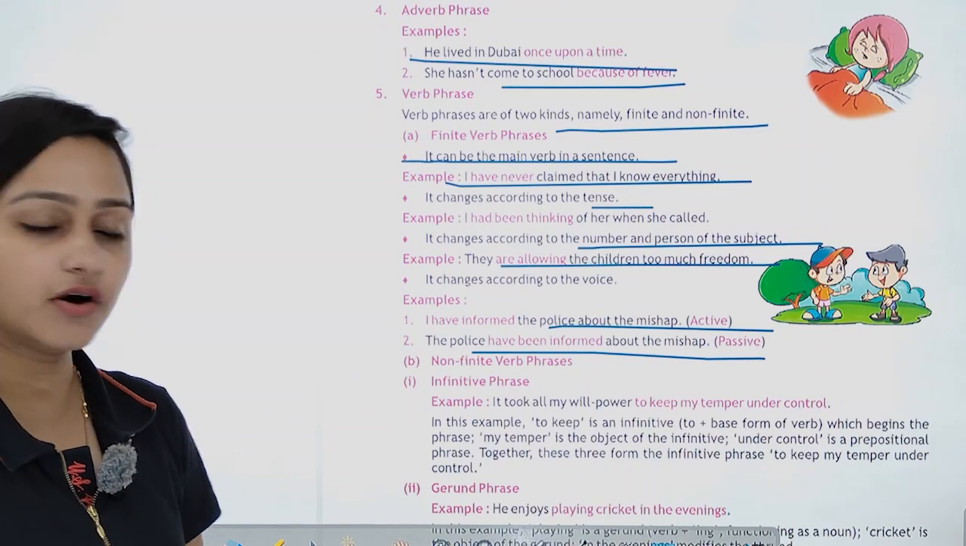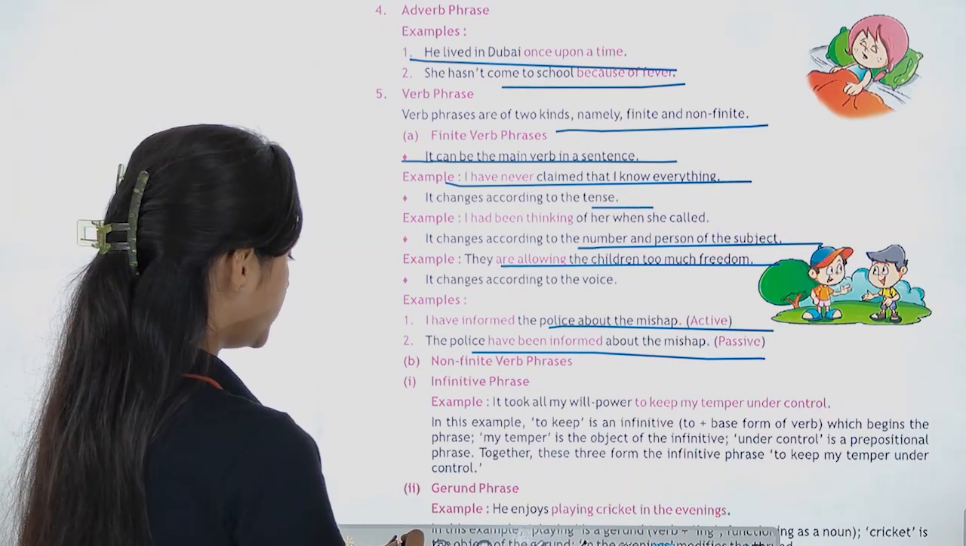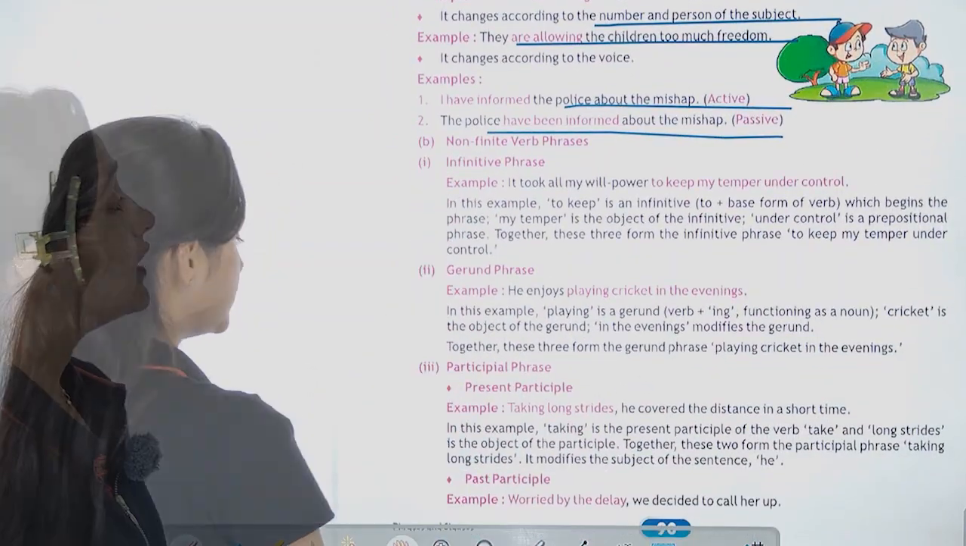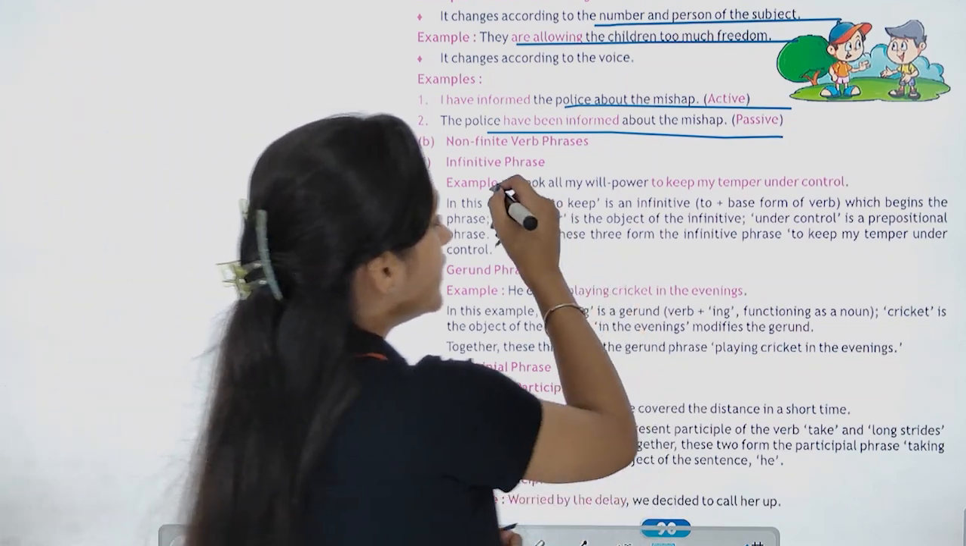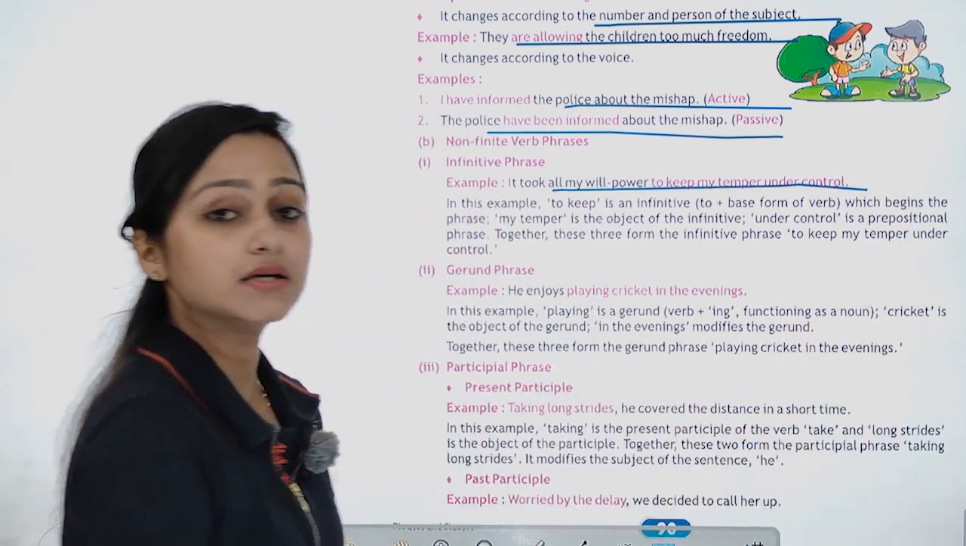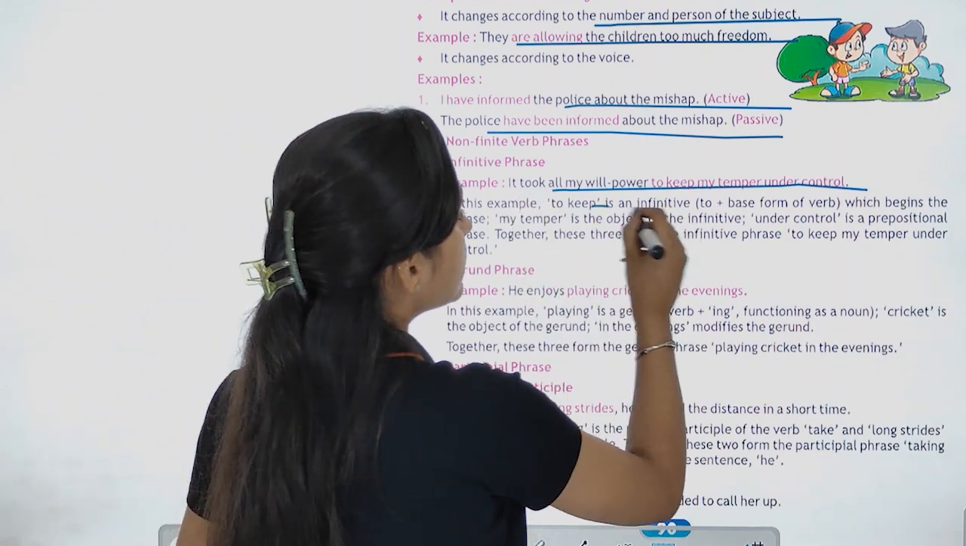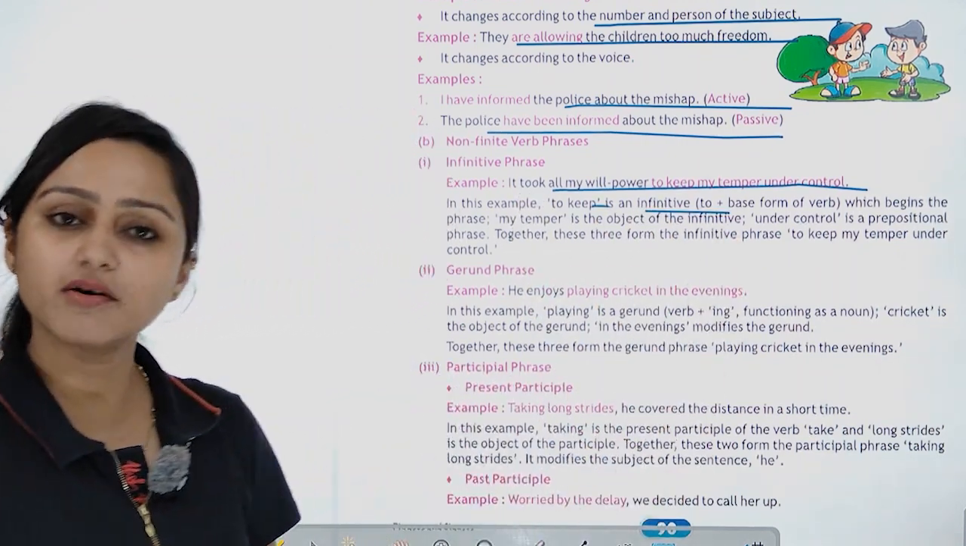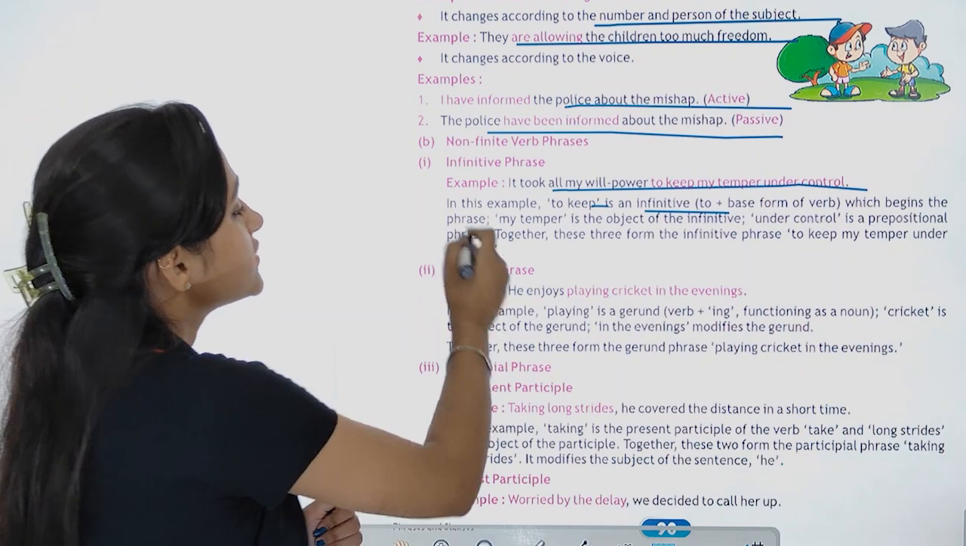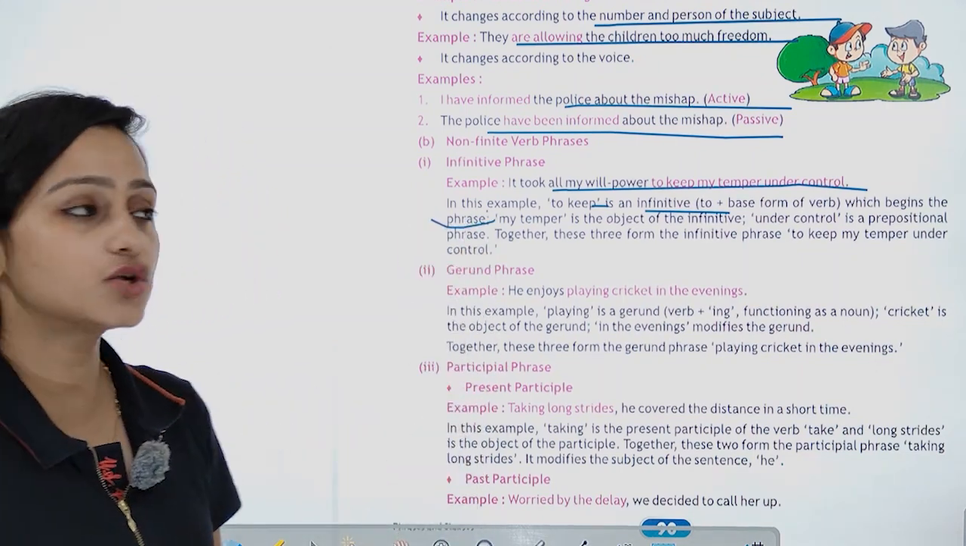Now non-finite verb phrase. Infinitive, gerund phrase. First is infinitive phrase. It took all my willpower to keep my temper under control. So in this example, to keep क्या है आपकी? Infinitive है. To plus base form of the verb है इसमें. Which begins with a phrase. जो किससे begin हो रही है? Phrase के साथ start हो रही है.